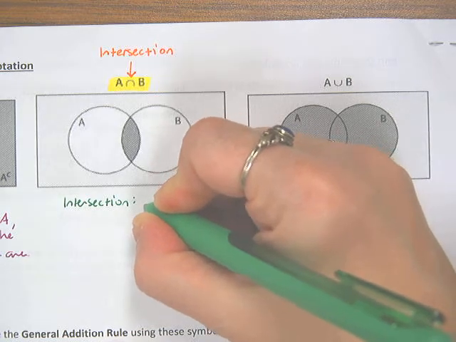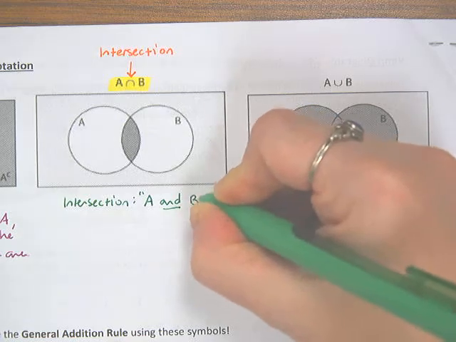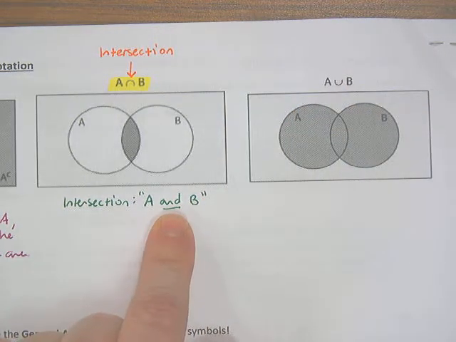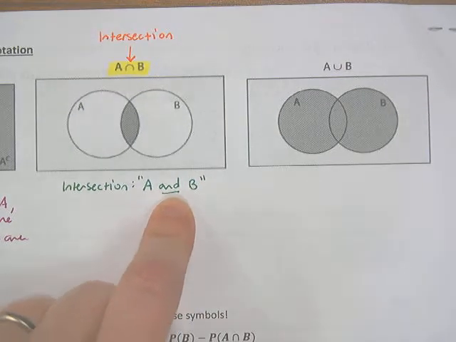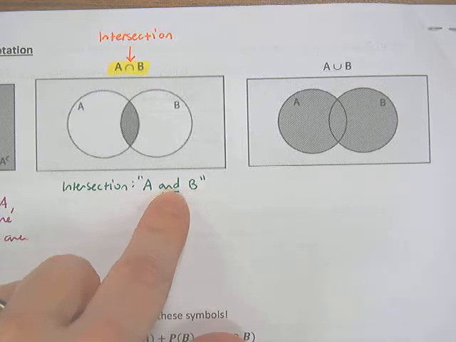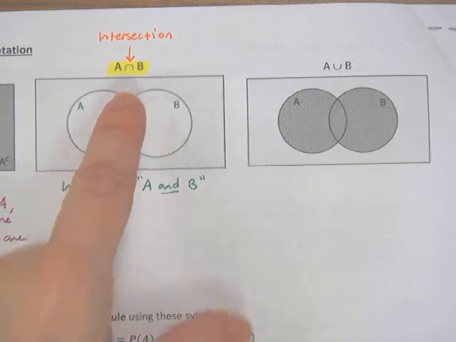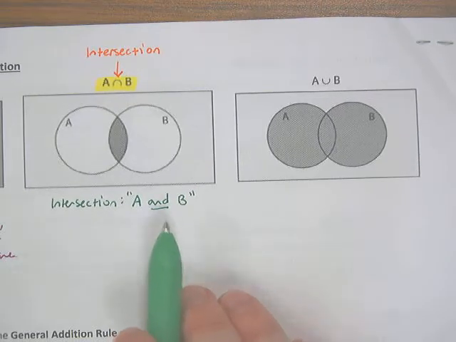It's considered event A and B. So sometimes on your formula sheet, you won't see the symbol. Instead of the A intersection B symbol, you'll see the words A and B. Those mean the same thing. They are interchangeable. Okay, you've got to understand that.